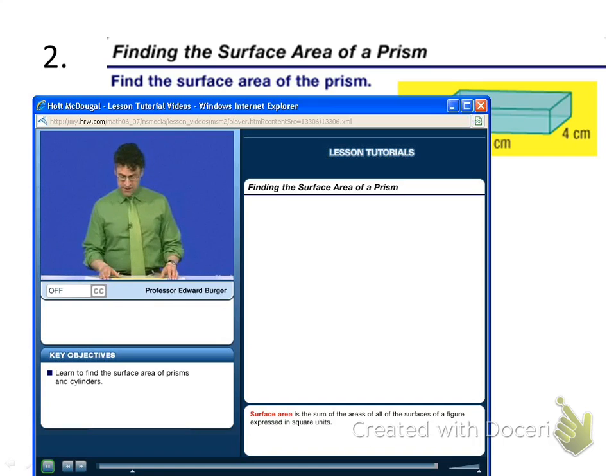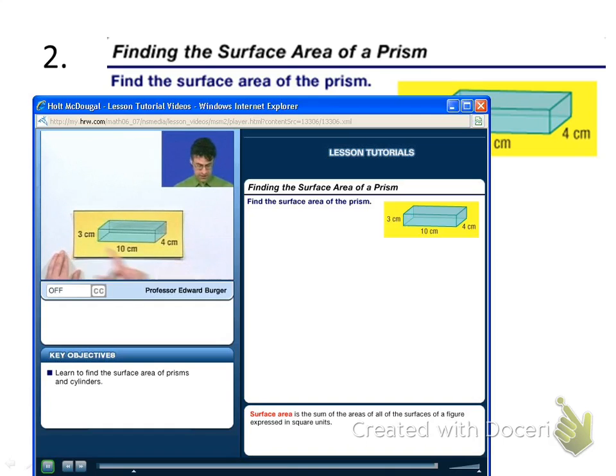So take a look at this rectangular prism. We're given the dimensions, and our mission is to find the surface area of this prism. So how do we do that? Well, if you look closely, what we see is that, in fact, there are lots of rectangles, and we just have to find the areas of those rectangles.